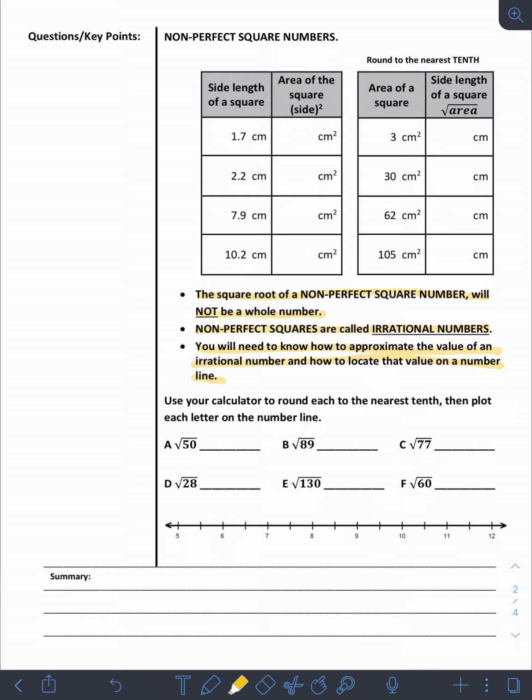Okay, so if you take a look at the table on the left, it says the side length of the square is given to us, and they want us to find the area of the square. Okay, as you can see, to find the area, we have to take the side length and square it. Okay, so we're going to do 1.7 squared. Okay, so in your calculator, you're going to do 1.7 times 1.7. Okay, and when you do that, you're going to get 2.89.